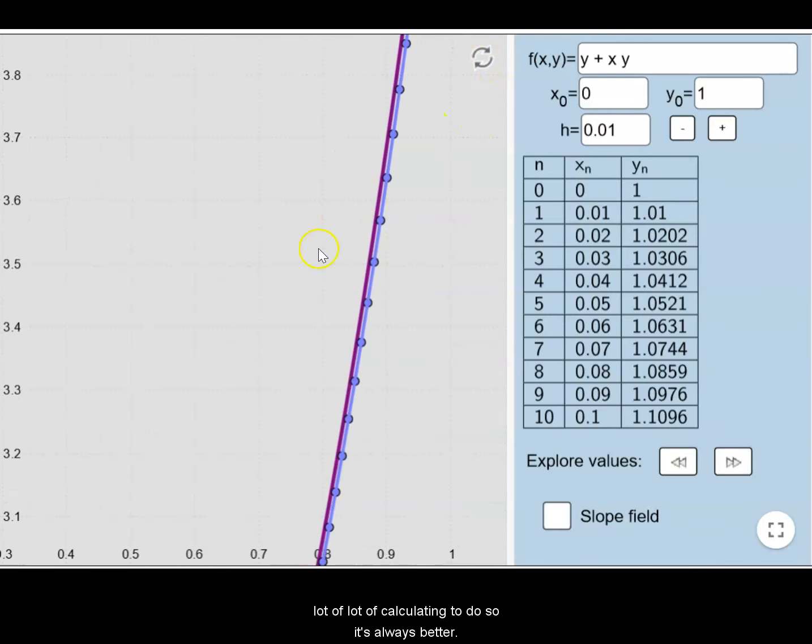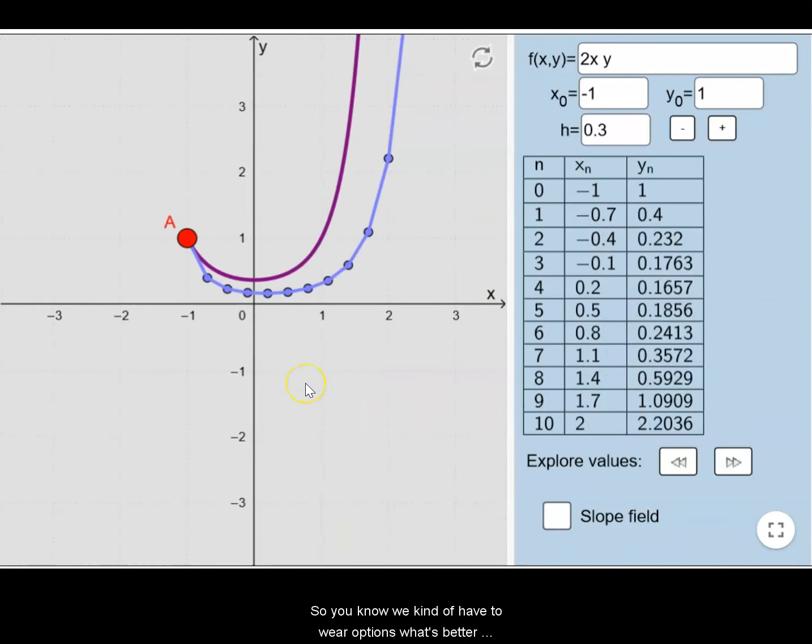So we kind of have to weigh our options. What's better? Do we want a better approximation, or do we even have time to make an approximation like that? So that's it. Okay, that's our first introduction to numerical methods in this course.